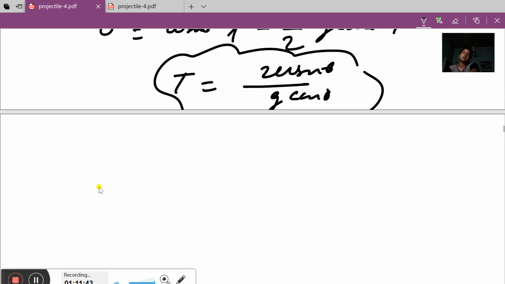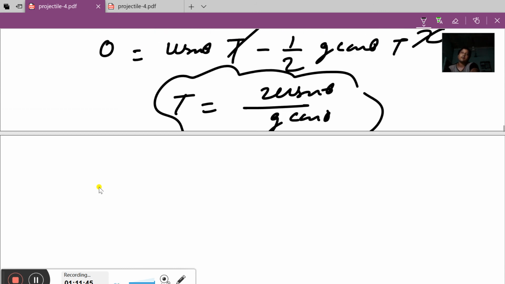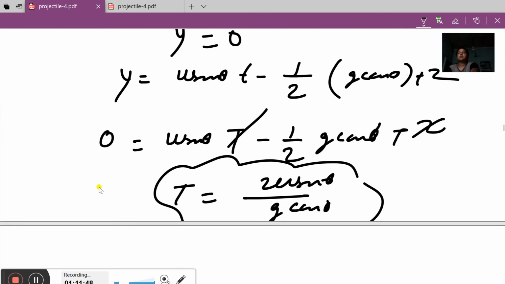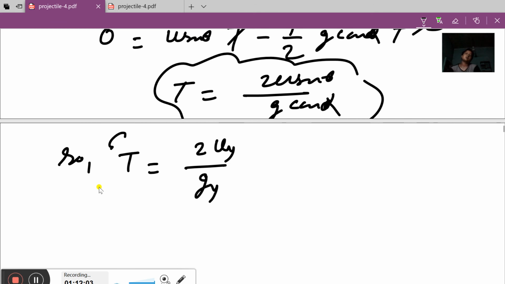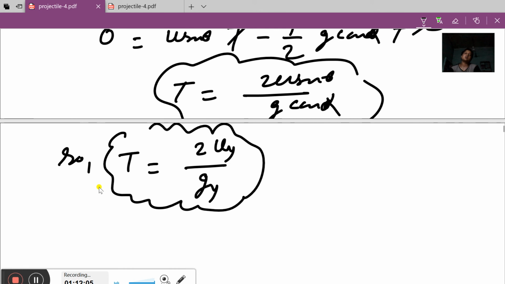So there is a change of cos theta. Sorry, here it is g cos alpha. So time of flight is 2uy over gy. 2uy over gy, this is our time of flight.